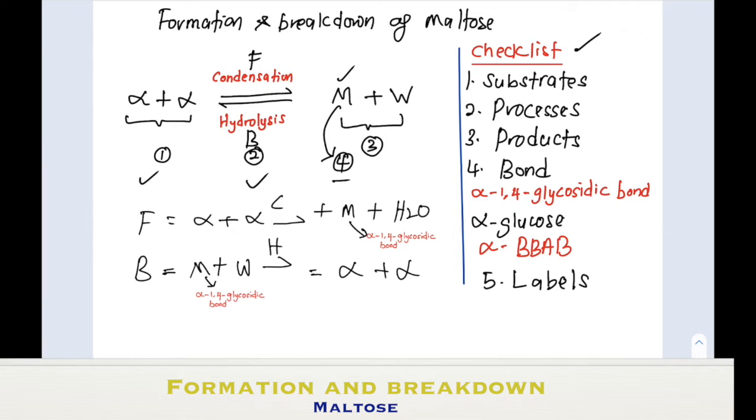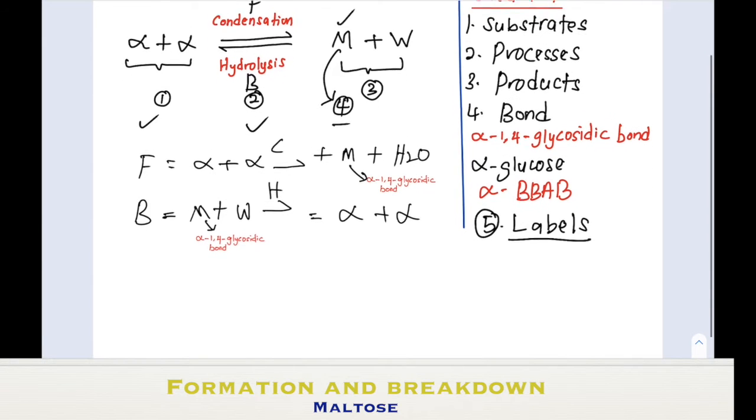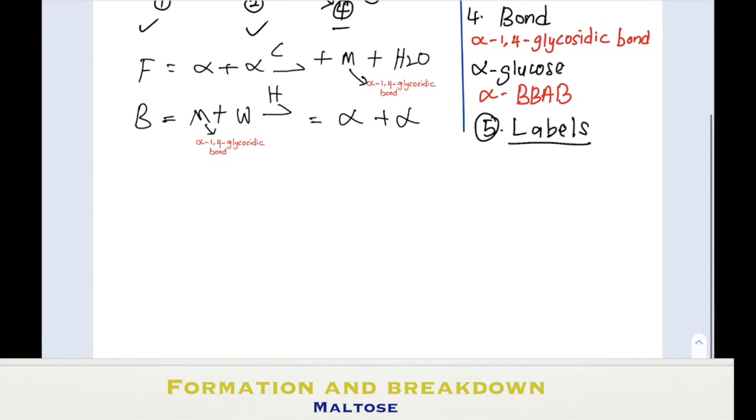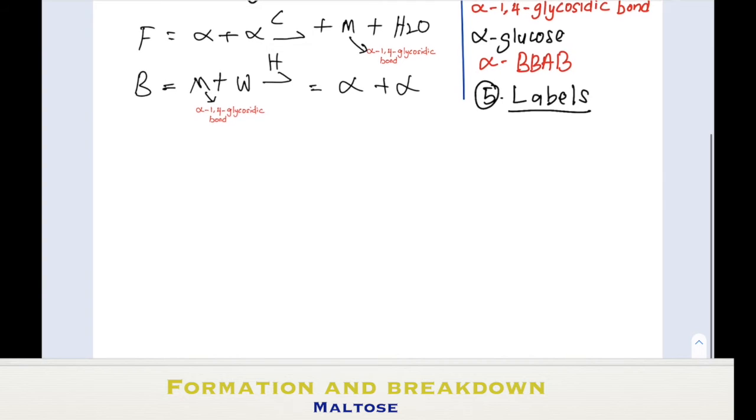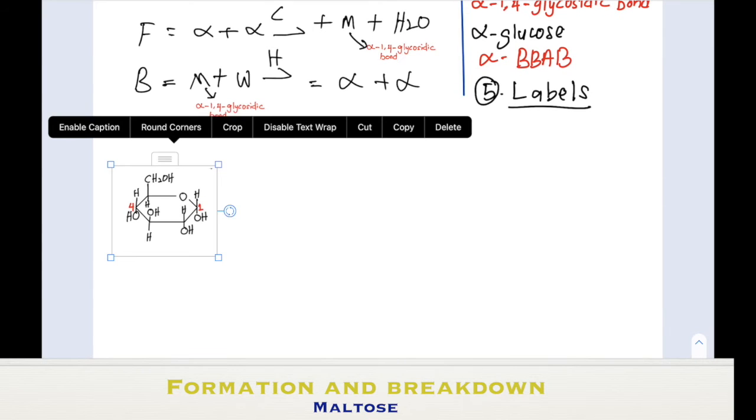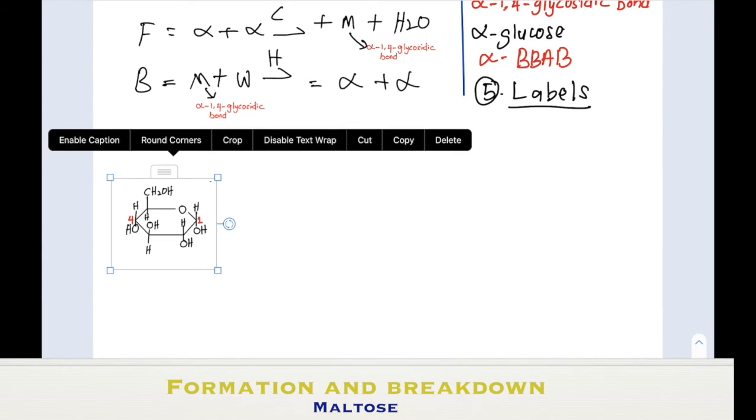And step number 5, don't forget to double check all the labels of the substrate and products during the formation and breakdown of maltose. So now let's begin the formation and breakdown of maltose. Step number 1, we need 2-alpha glucose.